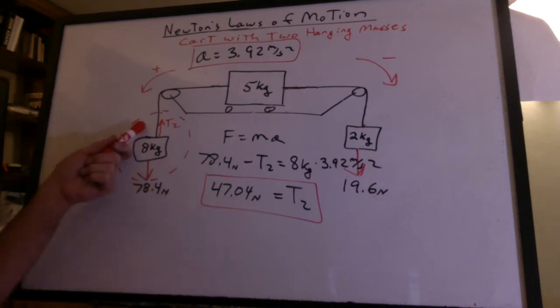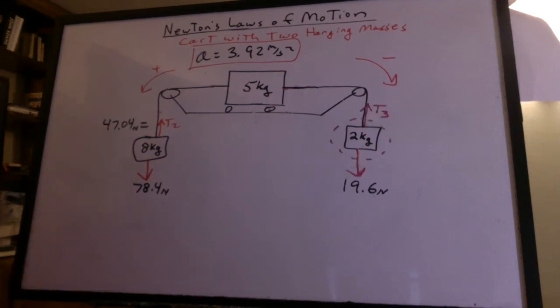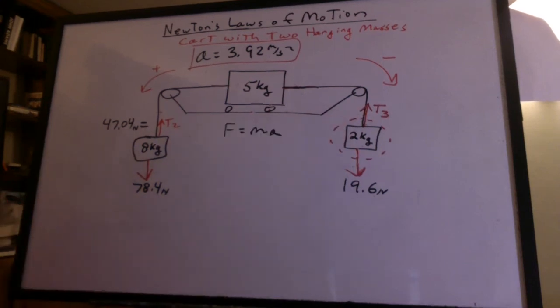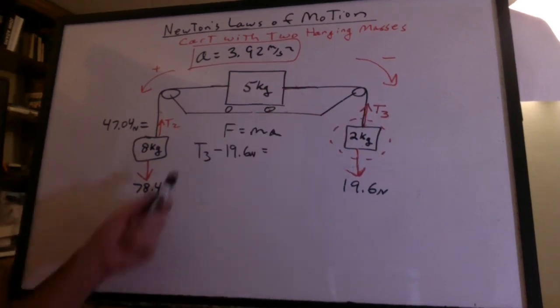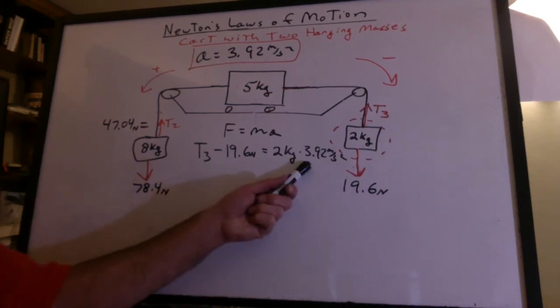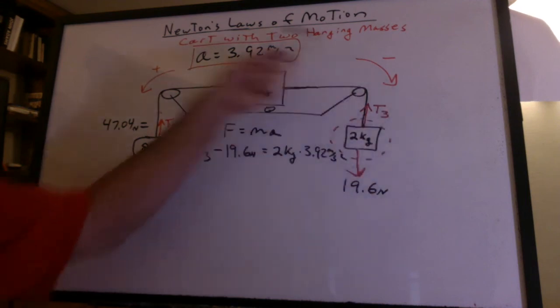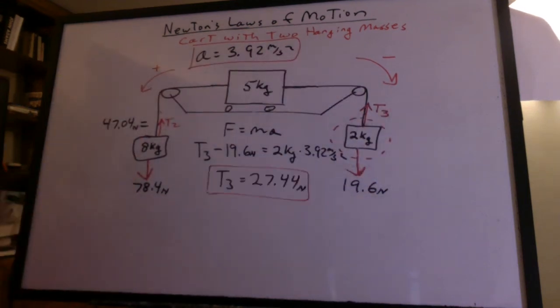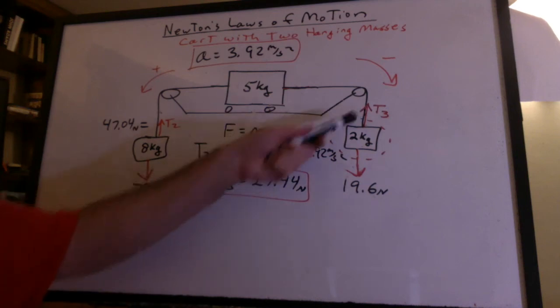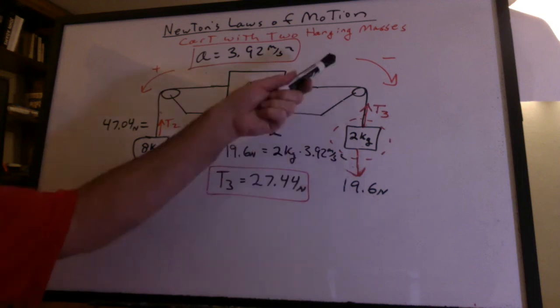And that tension is smaller than this force, and that seems right because it's accelerating in this direction. Let's isolate this object and calculate T3. F equals ma. Now look closely at this. That's the forward force. That's going backward. So that's why that's here first. This acceleration is put in as a positive value because we've said that this entire direction is positive. 27.44 newtons.